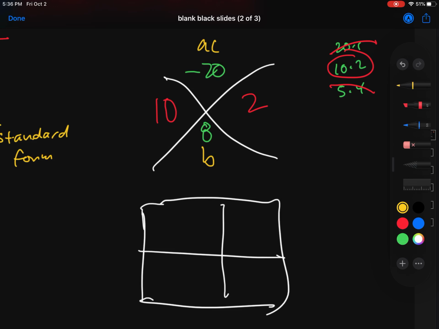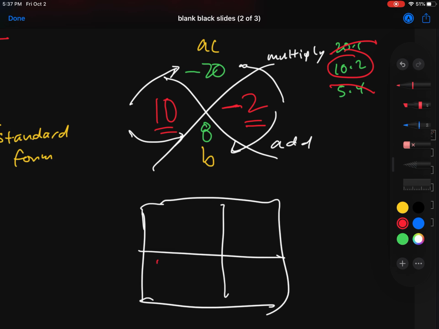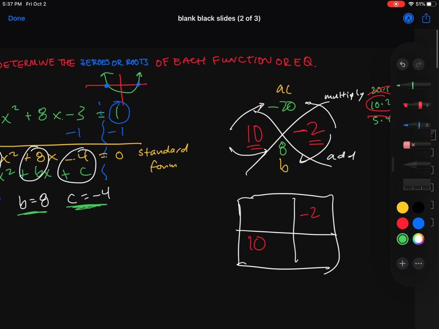Now, again, we have to double check these. They have to multiply, and then they have to add to be 8. Does 10 times 2 equal -20? No. And one of those has to be negative. So 10 minus 2 would give us an 8, okay? So what do I do with these numbers right here? I write them here and here, okay? How do I get the other numbers? Let's go get the other numbers.